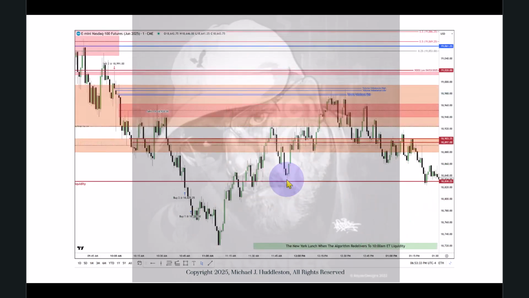All right, let's move ahead a little bit in the day. At 11:30, I teach that begins the New York lunch period, which is a 2-hour period. So 11:30 Eastern time to 1:30 p.m. Eastern time. That's what's shaded down here. That's when you anticipate the lunch macro.